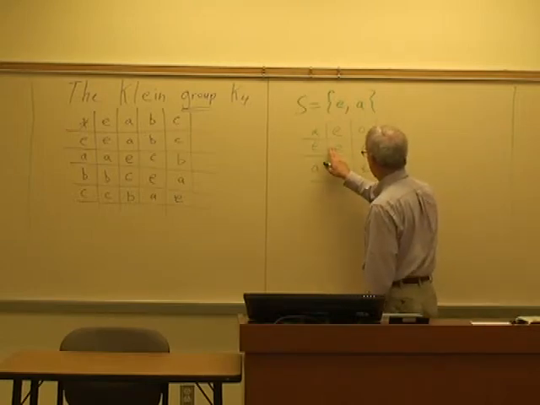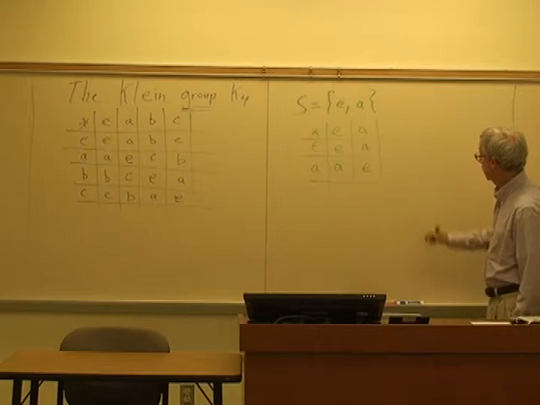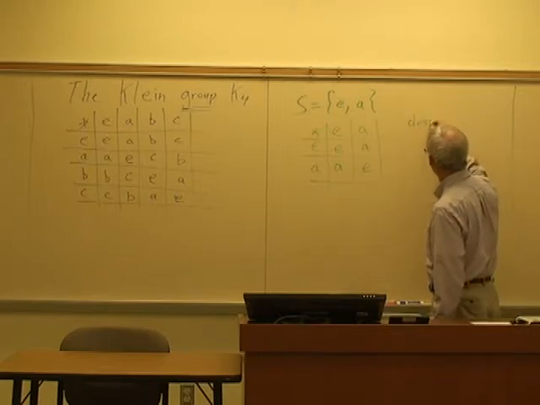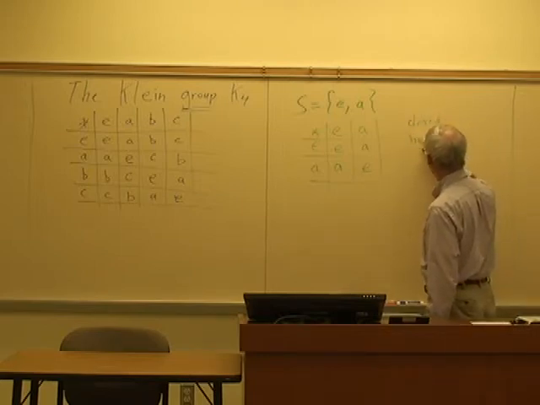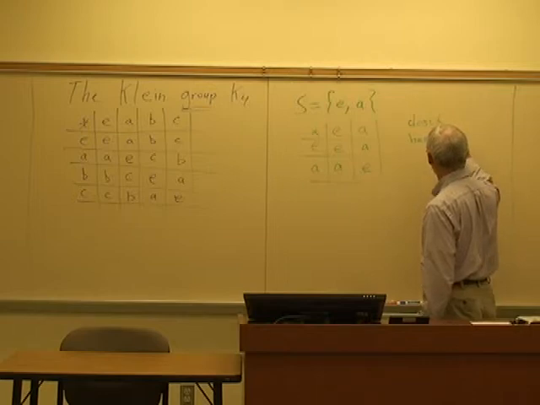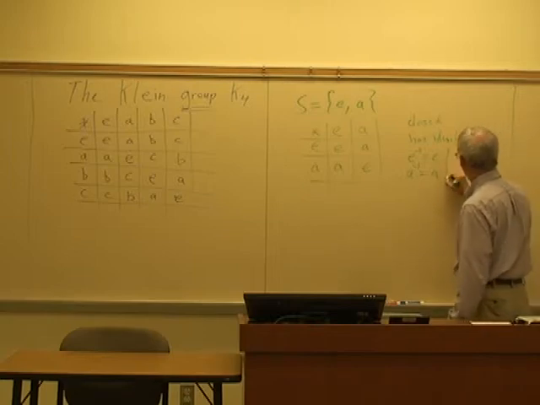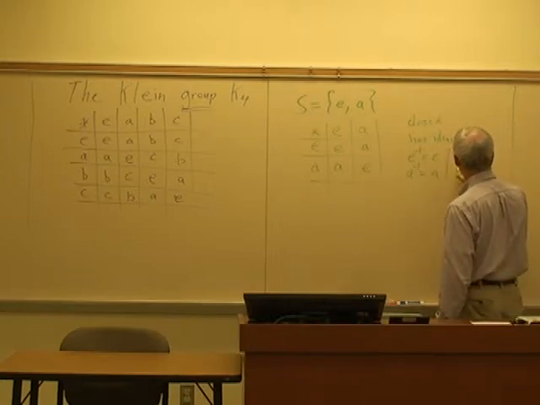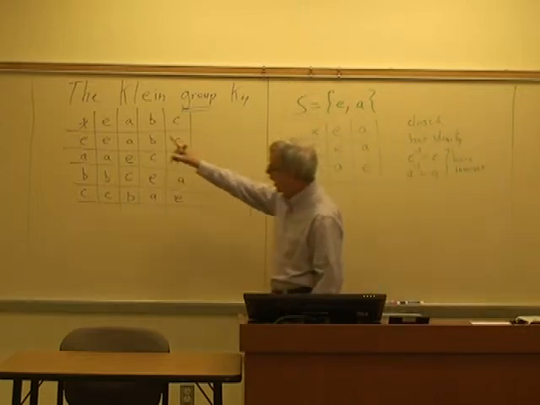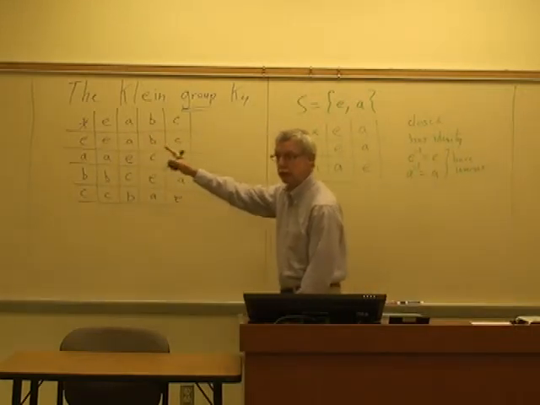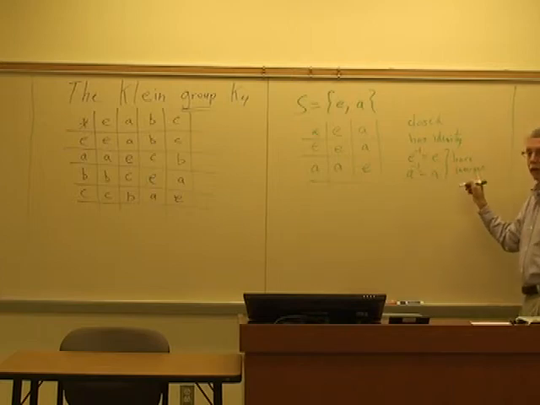Is that a group? Yes. Well, it's certainly closed. Has identity. Everybody's got an inverse. E inverse is E and A inverse is A. So we have inverses. And if we believe that this operator is associative, it comes along for free here.